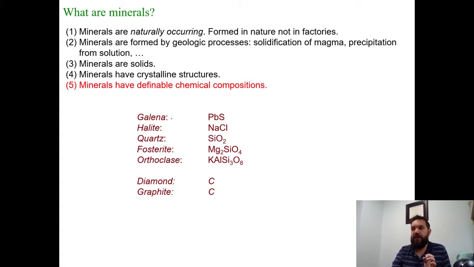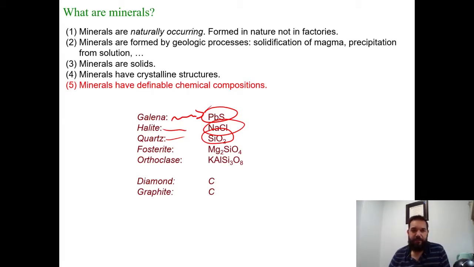So for example, galena, PbS, lead sulfide, okay? Halite, sodium chloride, right? Quartz, SiO2, silicon dioxide. So all these things, you're able to write a chemical formula that generalizes its chemical composition.